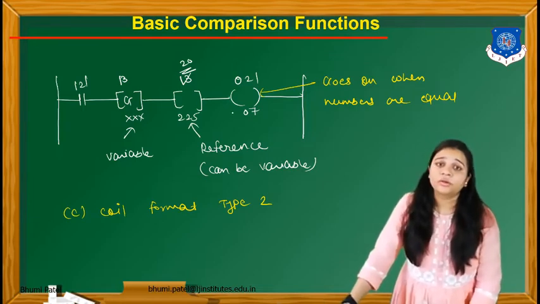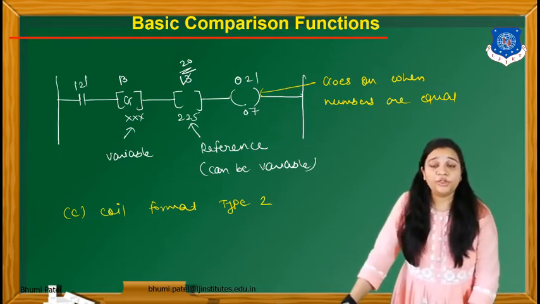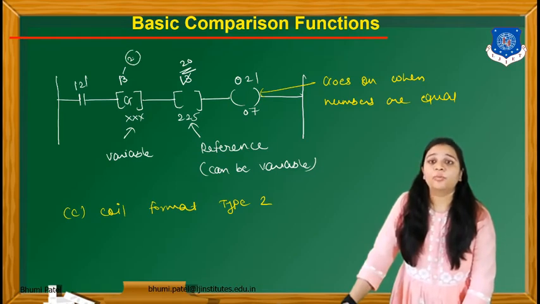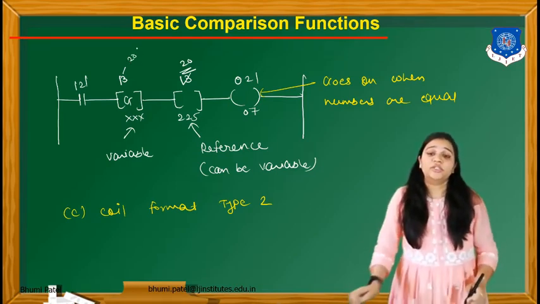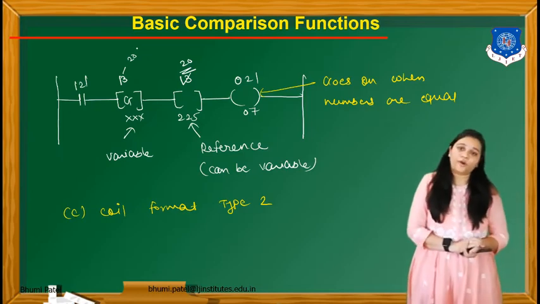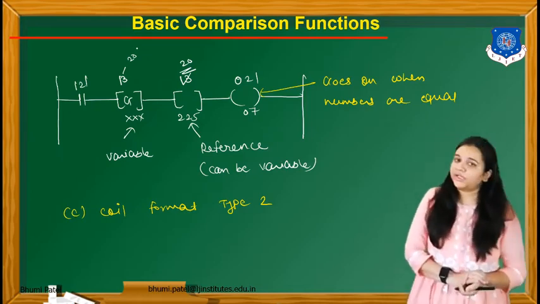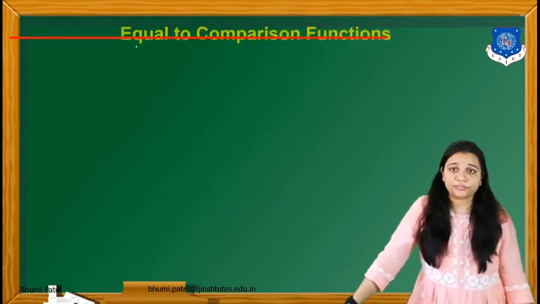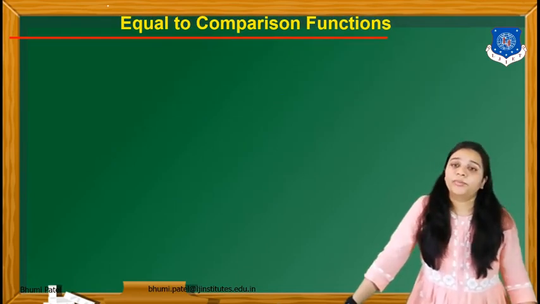So the output will be off continuously, and whenever we change the value of G and it increases from 13 to 20, at that time my output goes on. Okay, so this is the second type of coil format that is used for the comparison function. Clear? Now the next one is the equal to comparison function.